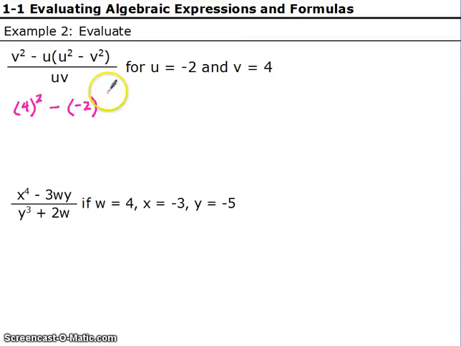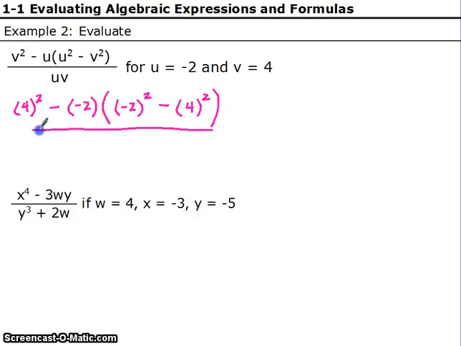All right, now there was already a parentheses in this problem, but when we plug in the u, we're going to put another parentheses. Don't be afraid of using too many parentheses. Better to have too many parentheses than too few parentheses. And then 4 squared, and then we're going to close that parentheses. And all of that's going to be over negative 2 times 4.